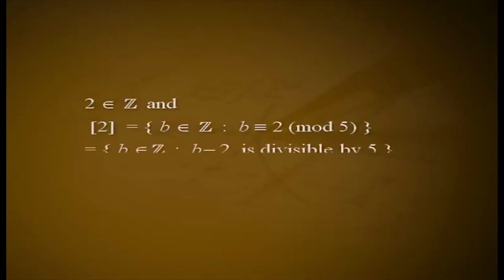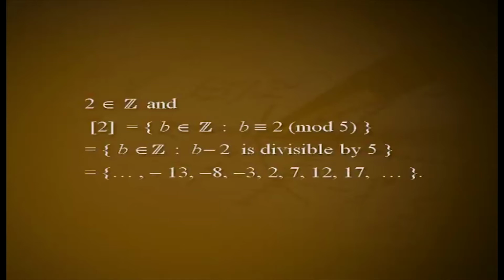2 belongs to Z and class 2 is equal to the set of all b belonging to Z such that b is congruent to 2 mod 5, which is equal to the set of all b in Z such that b minus 2 is divisible by 5, which is equal to the set of all ..., minus 13, minus 8, minus 3, 2, 7, 12, 17, and so on.